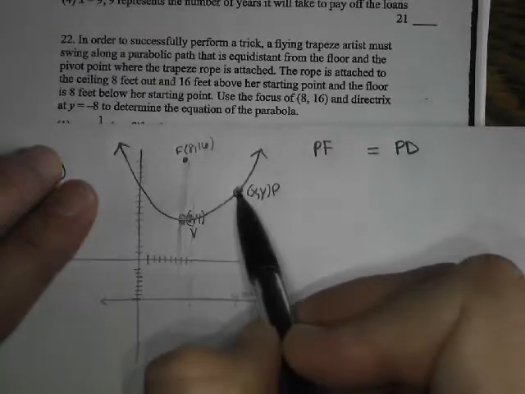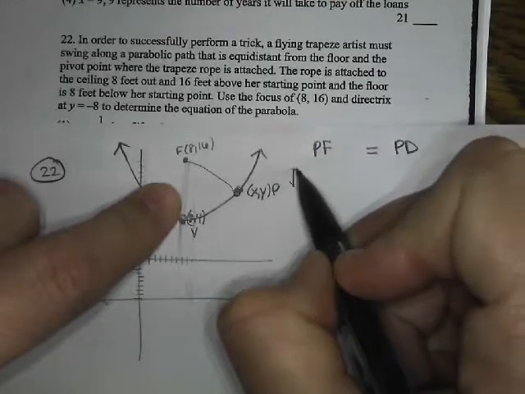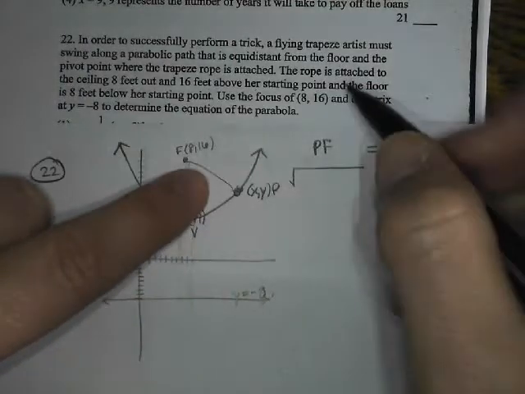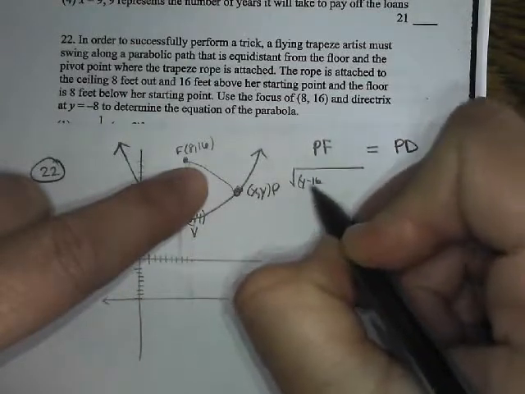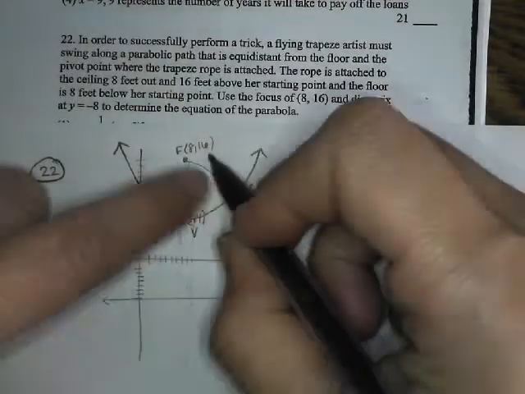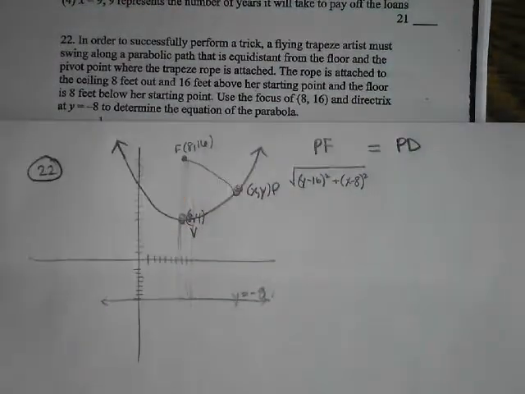It's a big square root symbol. You obviously have to know your distance formula. It's y minus 16 squared plus x minus 8 squared. Yes, Jake? Can you answer the other one second? For number 22? Yeah. Not yet. I want you to follow through this and then I'll show them. So that's our point to focus.